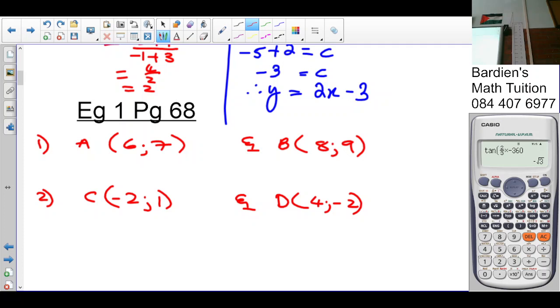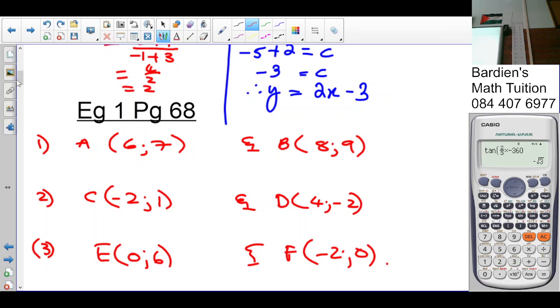And then number 3, you're going to have E, 0 and 6, and F, which is -2 and 0. I want you guys to determine the equation of the straight line graph. Exactly as we did here, y2 minus y1 over x2 minus x1, and then you substitute it.